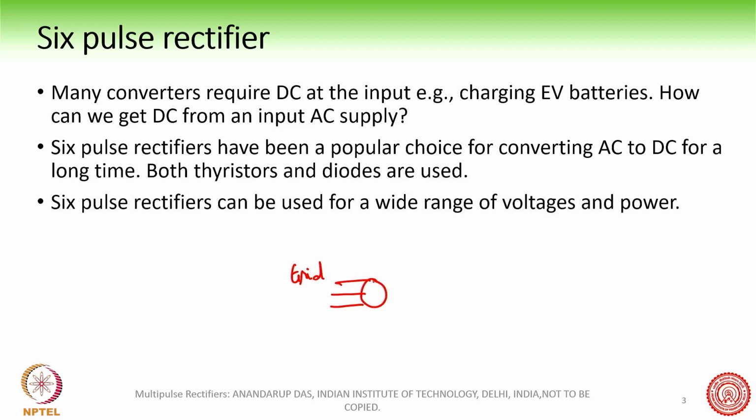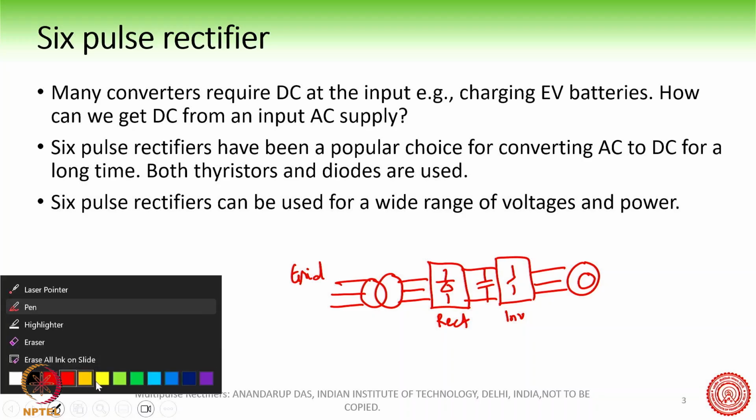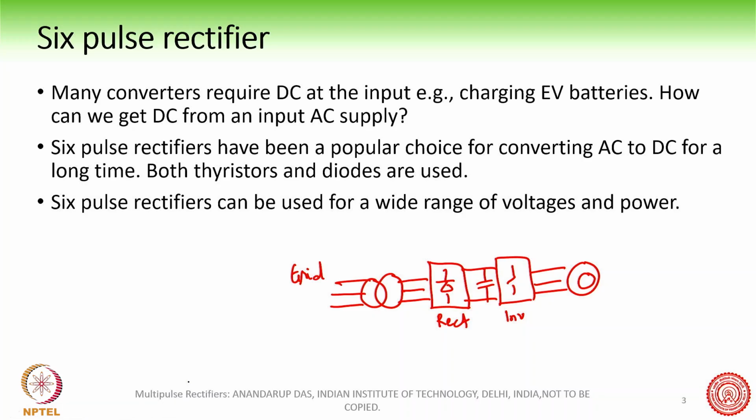Then you generally have a transformer, and then we have a rectifier here. After the rectifier it forms the DC link, and after this we generally have the inverter. This is the inverter, this is the rectifier, and then we can have a motor drive here, for example an induction motor drive. We can optionally also have filters at various places. For example, we can have an output filter here.